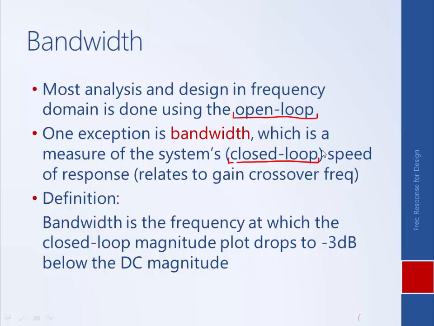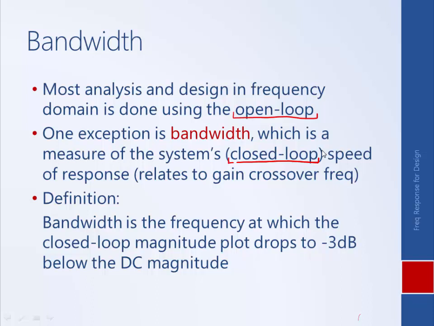In a similar way to why we use gain crossover frequency, we can see that bandwidth is a measure of speed of response because it captures the frequency at which the system starts to attenuate an input. In other words, it captures the frequency at which the system is no longer able to keep up with the input. Bandwidth in general is a common property that's used even outside of control systems.